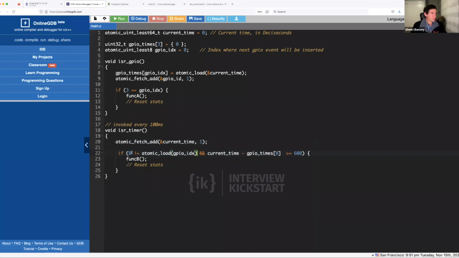Is my current index non-zero? If it is non-zero, look at the current time relative to the time that it was at the first GPIO interrupt. And if that difference is greater than 1 minute or 600 deciseconds, call function B and reset the statistics. There is a potential problem in this code that we can talk about in just a second.